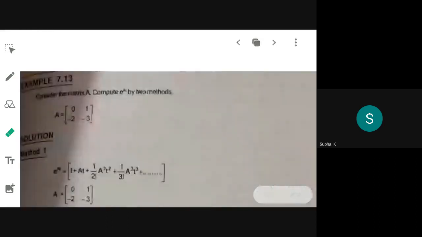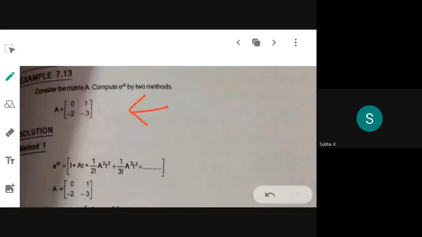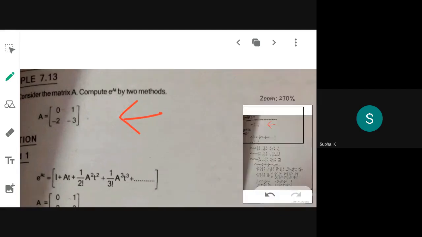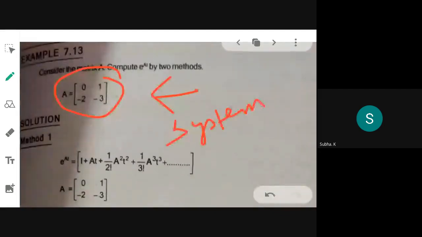So this is your first problem. They have given what data in the question, and they've asked you to determine what. They have given one A matrix. A matrix is nothing but the system matrix. Directly they have given this A in the problem and they have asked you to determine e power At by two methods. So you have to use, mandatorily, the matrix exponential method and the Laplace transform technique.